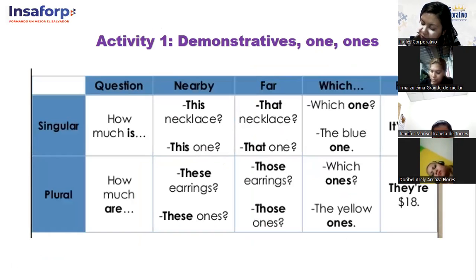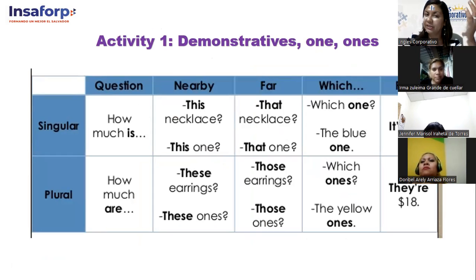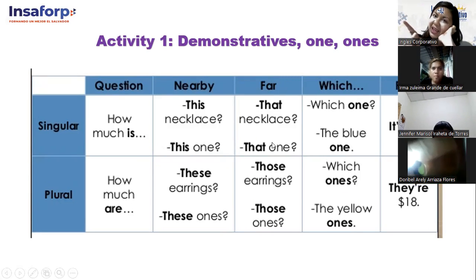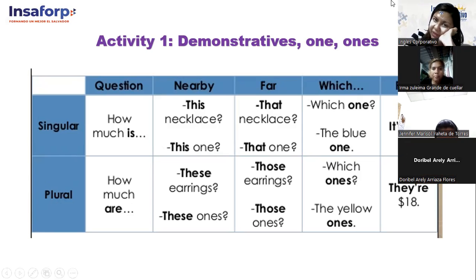Ahora vamos a ver how much is this and how much is that. In singular we can say, how much is this necklace? This one, because it's nearby, está cerca. Lejos, decimos, how much is that necklace? That one? Which one? The blue one. Podemos usar el one, which one, para decir cuál. Hay varios, entonces yo pregunto, which one? Y puedo decir the blue one. Y el precio se responde con it's: it's $42, the price, the cost.